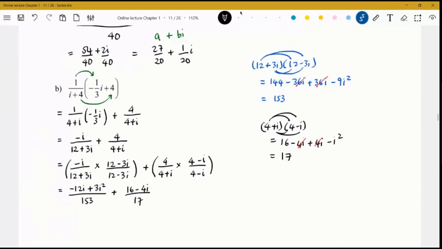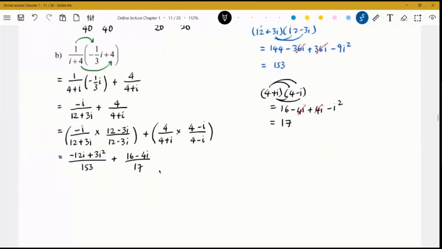Now we have to balance up the denominator. So 17. Boleh dapat 153 tak? Yes. Darab berapa? 9. So atas bawah darab dengan 9. So negative 12i minus 3 sebab i square. Plus 16 times 9 will be 144 minus 36i over the whole thing will be 153.